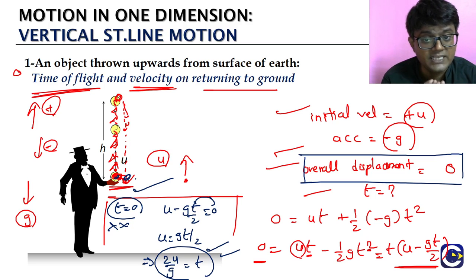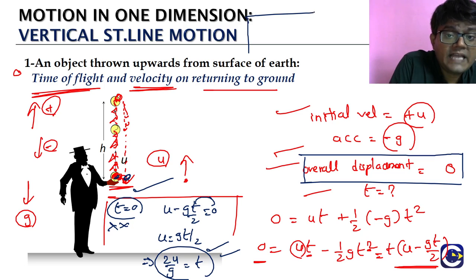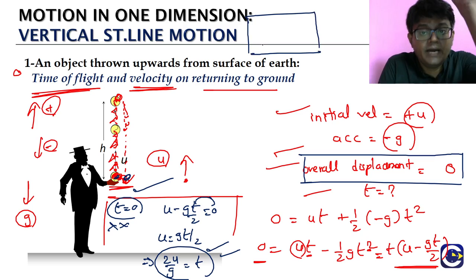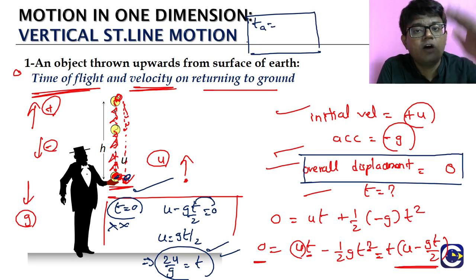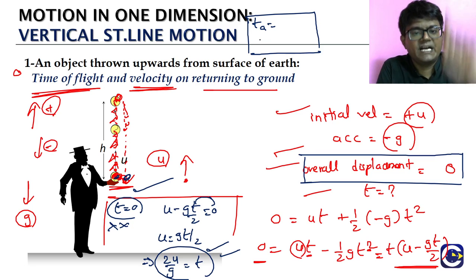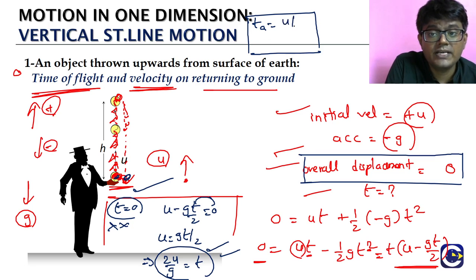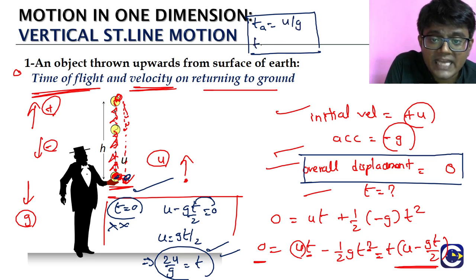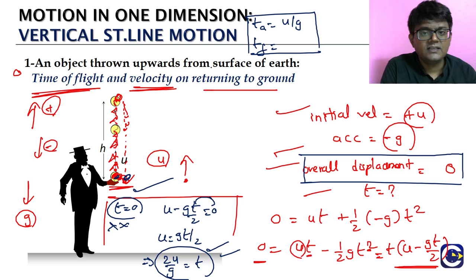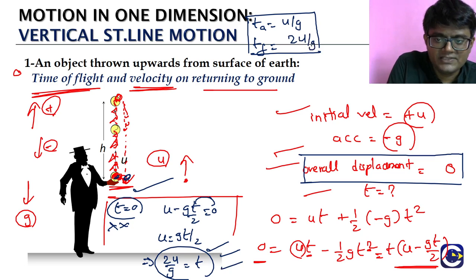You might want to notice one thing. The time it takes to go to the maximum height, what do we generally call it? We will be calling it the time of ascent. Ascent means going up. What is the value? We already got it, u by g. From the previous discussion, what is the time of flight? Going up and coming down. The time of flight is 2u by g.